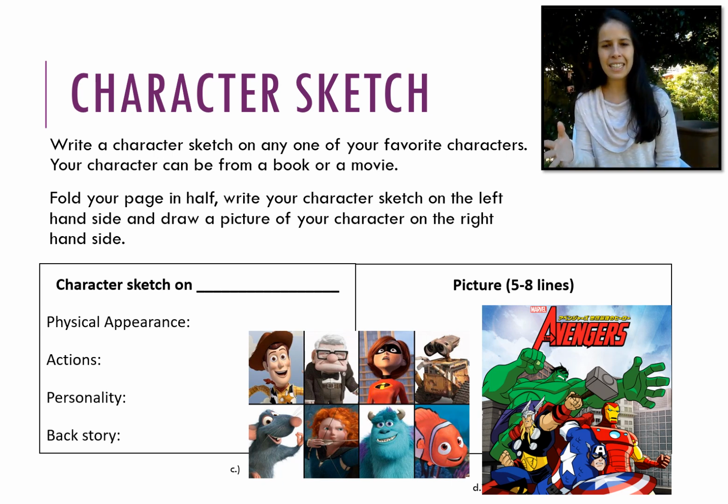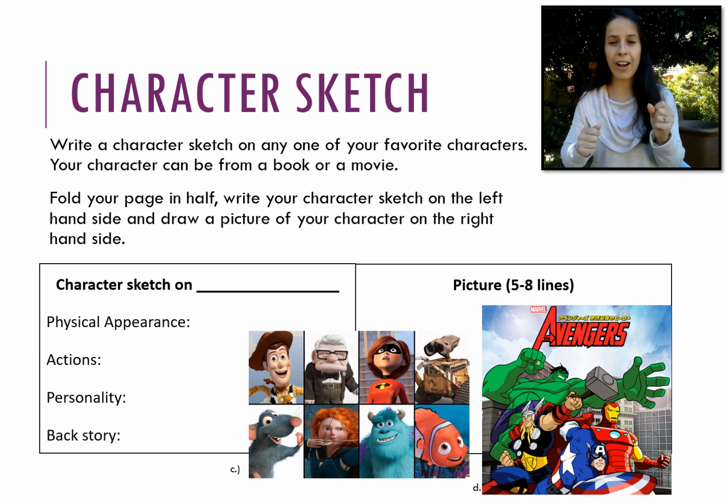Then on the right-hand side, you are going to draw a picture. I've put in brackets there 8 to 10 lines. Sorry, 5 to 8 lines. So you can either do 5 lines, 6 lines, 7 lines, or 8 lines. Not less and not more, please. Now I'm going to put up some ideas on the screen for you. You don't have to use these. They're just ideas that you can look at to help you with your character sketch.